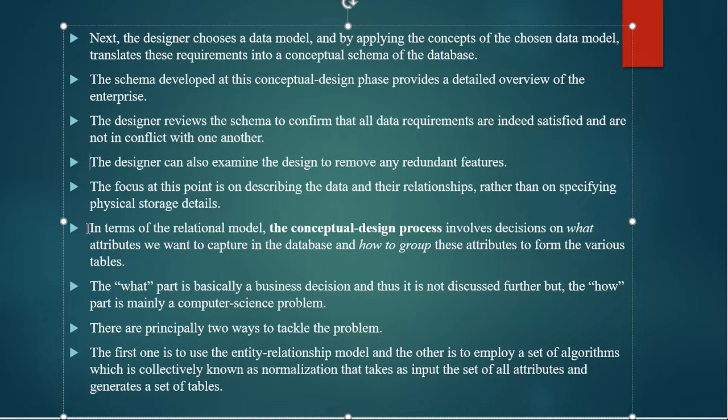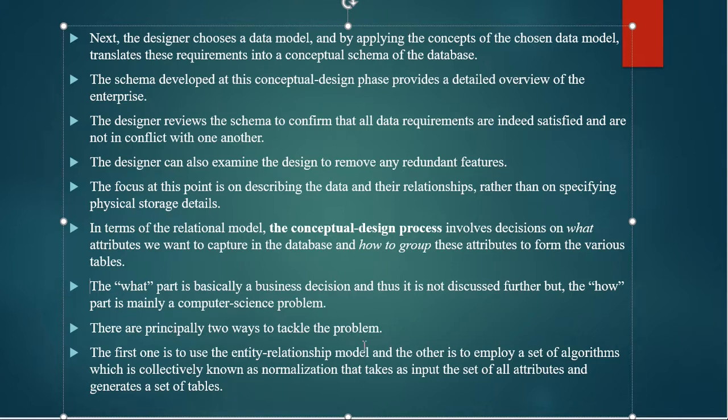In terms of the relational model, the conceptual design process involves decisions on what attributes we want to capture in the database and how to group these attributes to form the various tables. The what part is basically a business decision and thus it is not discussed further, but the how part is mainly a computer science problem.